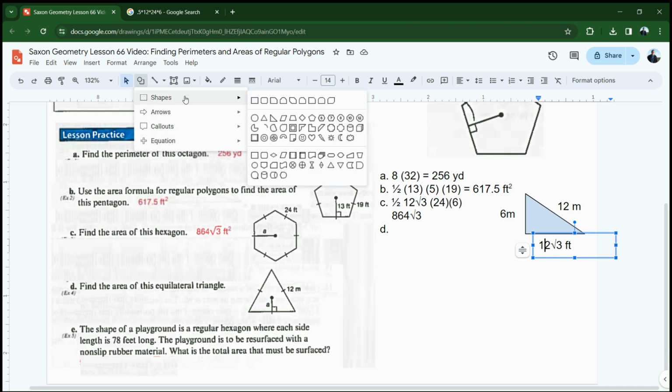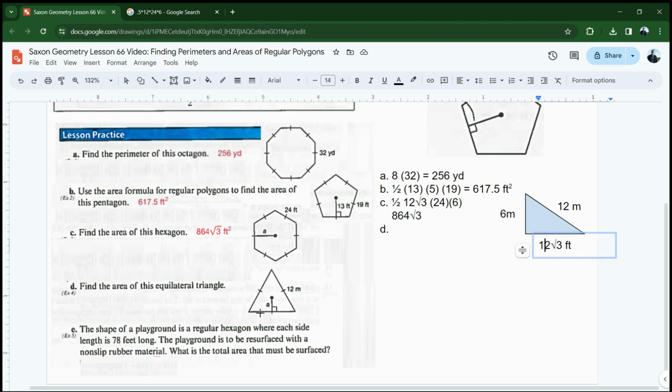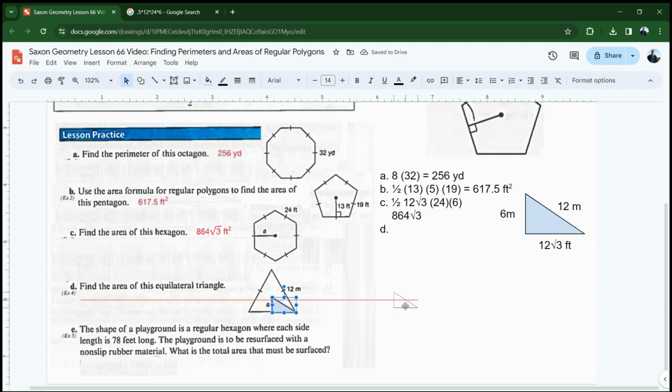I'm just going to take another right triangle shape. So this is my apothem. Remember, the apothem is equidistant from each of the vertices. So I'm going to draw a little right triangle here that has one side that is the distance between the center and this corner vertex here. Okay, so this is the triangle we're going to be looking at.